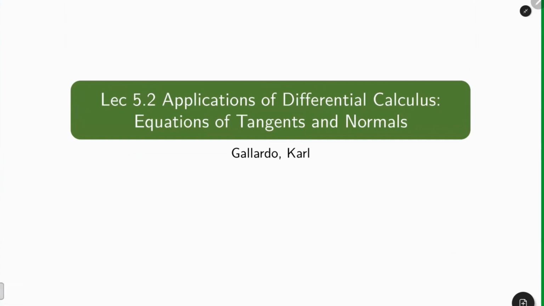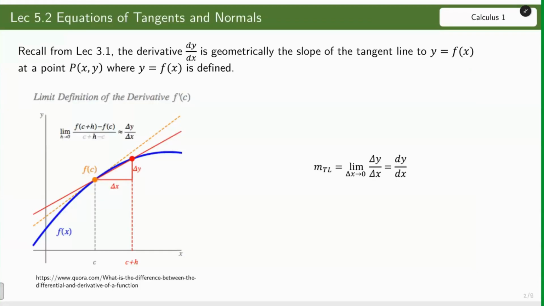Welcome to Lecture 5.2, Applications of Differential Calculus, Equations of Tangents and Normals. Recall from Lecture 3.1, the derivative is geometrically the slope of the tangent line to the function y is equal to f of x at a point P(x, y), where the function is defined. Recall also that we have established that the slope of the tangent line is equal to the derivative, hence it is equal to the limit of delta y by delta x as delta x approaches 0.